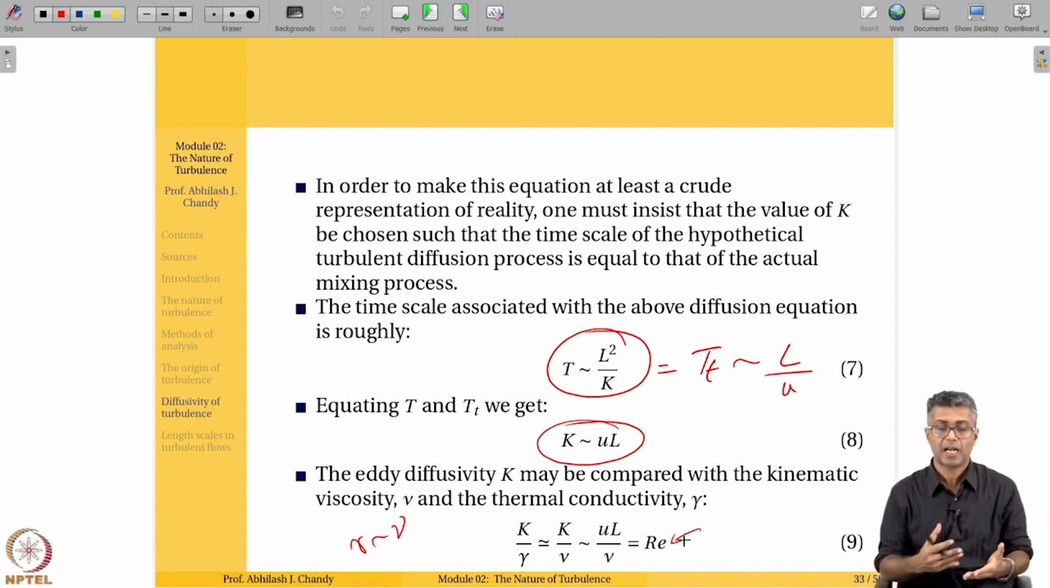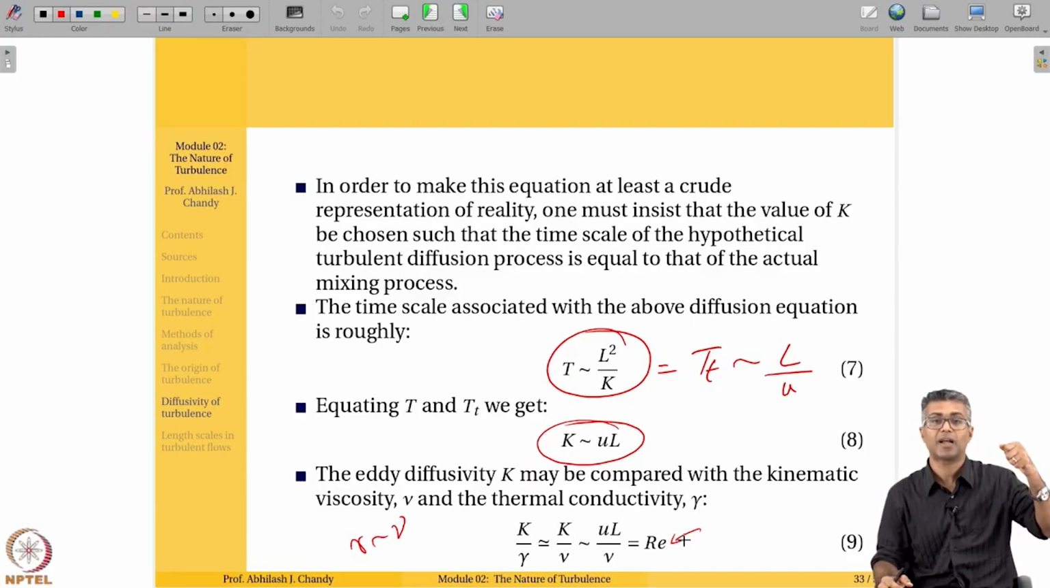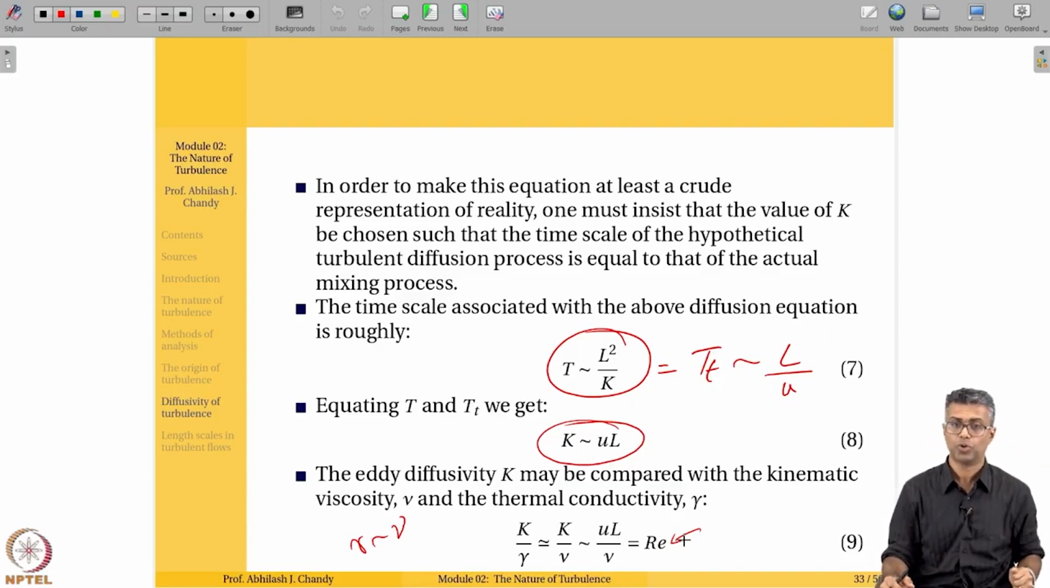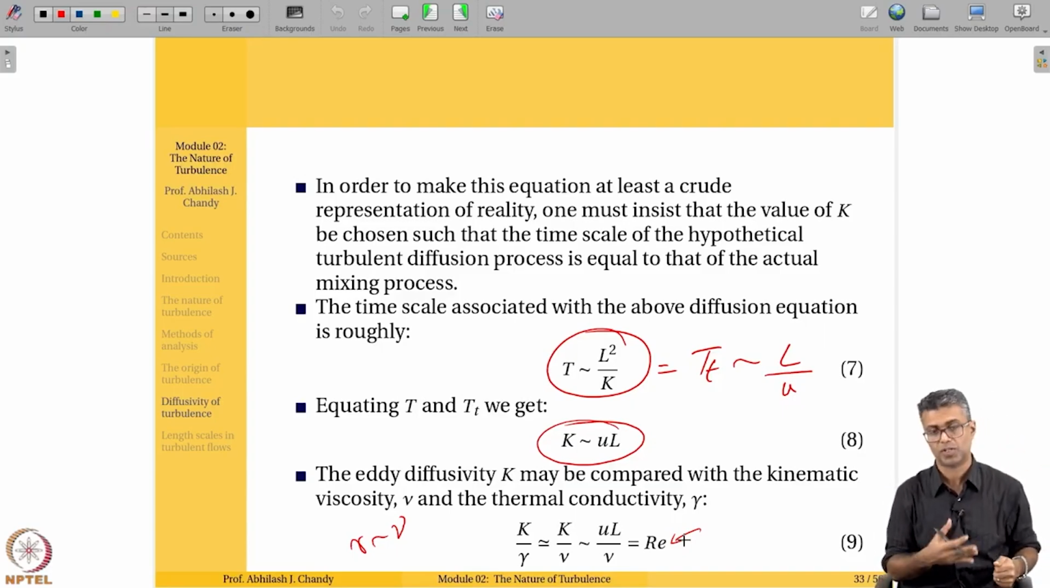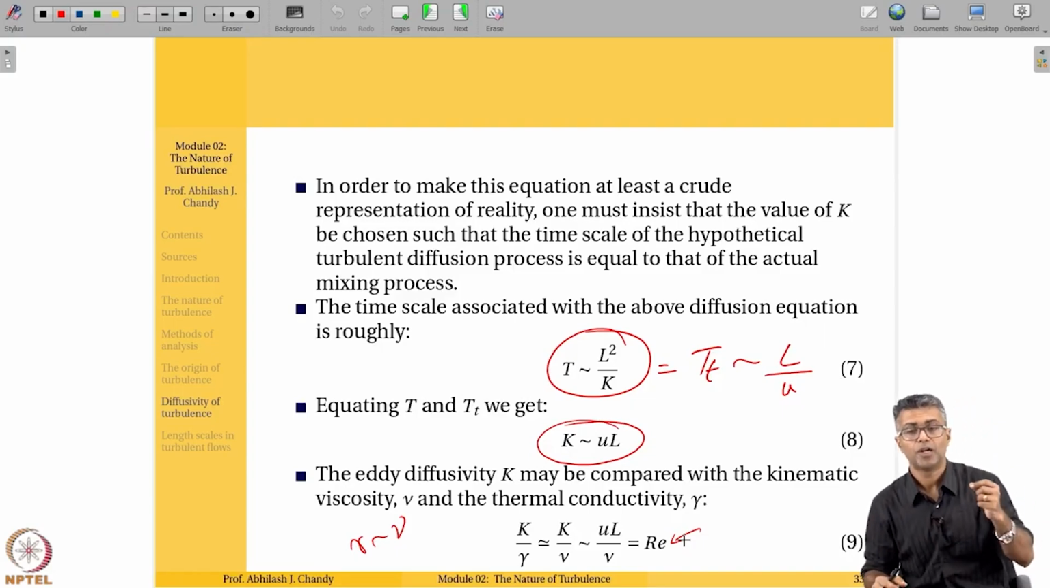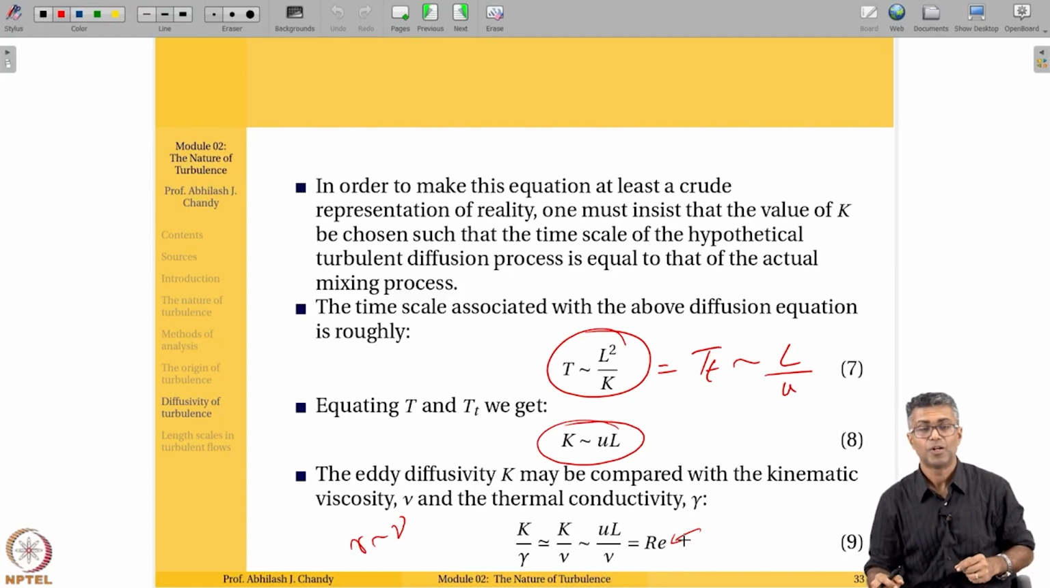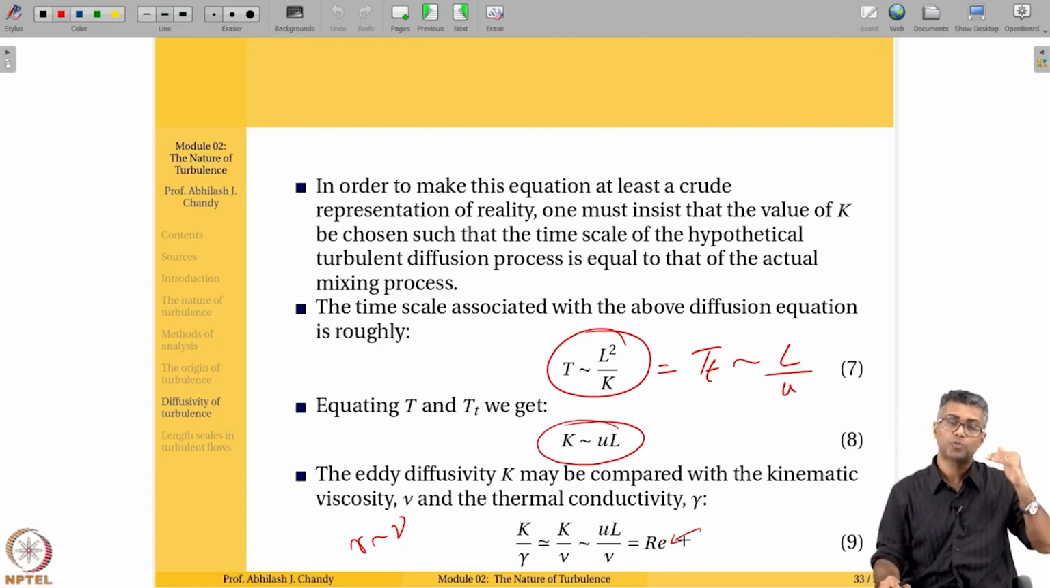Now for it to represent reality, it has to be the same as the turbulent time scale, isn't it? So it has to be L over U, the turbulent time scale, in which case we come up with an estimate for the eddy diffusivity, which is UL. And even if you take the ratio of the eddy diffusivity to the thermal diffusivity or the momentum diffusivity, since for gases thermal and momentum diffusivity are of the same order of magnitude, you get the Reynolds number again. So eddy diffusivity to momentum diffusivity becomes the Reynolds number. So as Reynolds number increases, the eddy diffusivity increases compared to the momentum diffusivity.